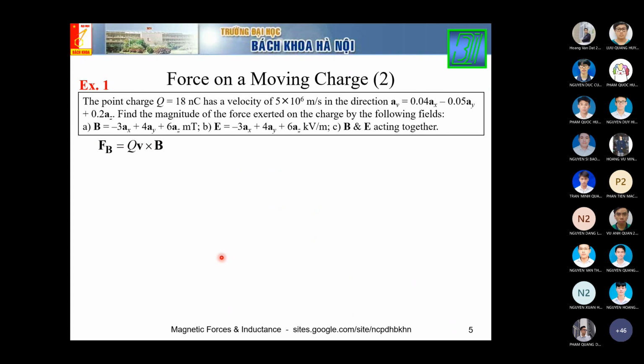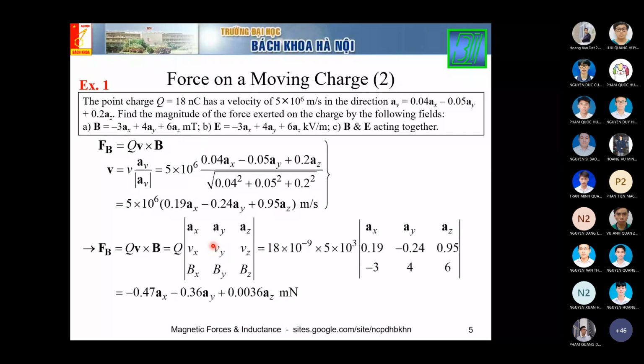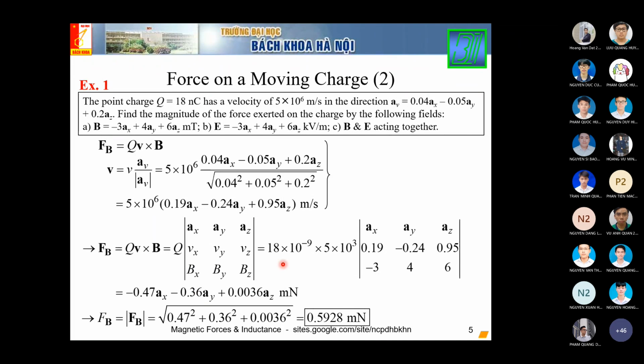The first one is a magnetic force, QVB. To find V, firstly we take its magnitude. It is 5 times 10 to the power 6. And the unit vector of this one will be the unit vector of the direction vector. And then all you have to do is find the cross product between V and B. You can use the expansion of the determinants here. And finally, it has this. And then you can find the magnitude of this force.